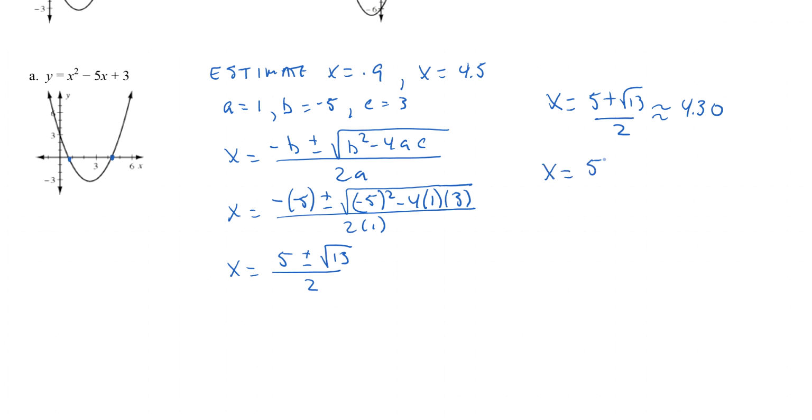And then x is 5 minus the square root of 13 divided by 2. So 5 minus the square root of 13 divided by 2 is, well, it's 0.697, which rounds to 0.70. So I'm close on one and a little further away on the other.